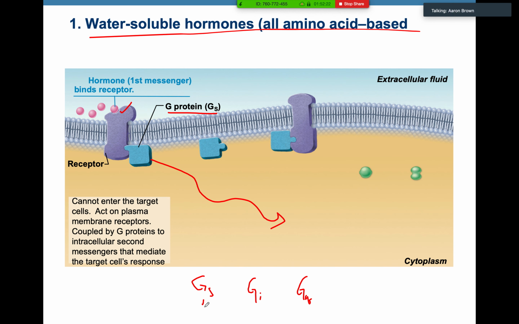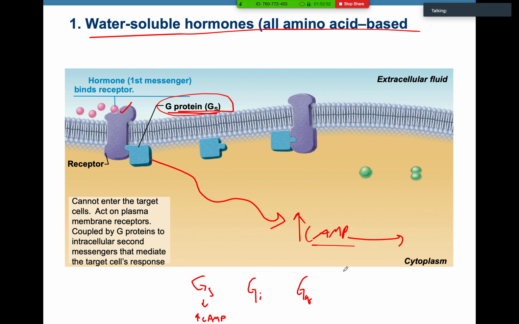G sub S ultimately is going to cause an increase in the level of cAMP in our cell. That's the goal of G sub S. When you activate this G sub S G protein, you have an increase of cAMP. cAMP is a second messenger that will go on and cause changes in our nucleus that change the transcription of certain genes, that cause more proteins to be expressed and things of that nature. Okay?